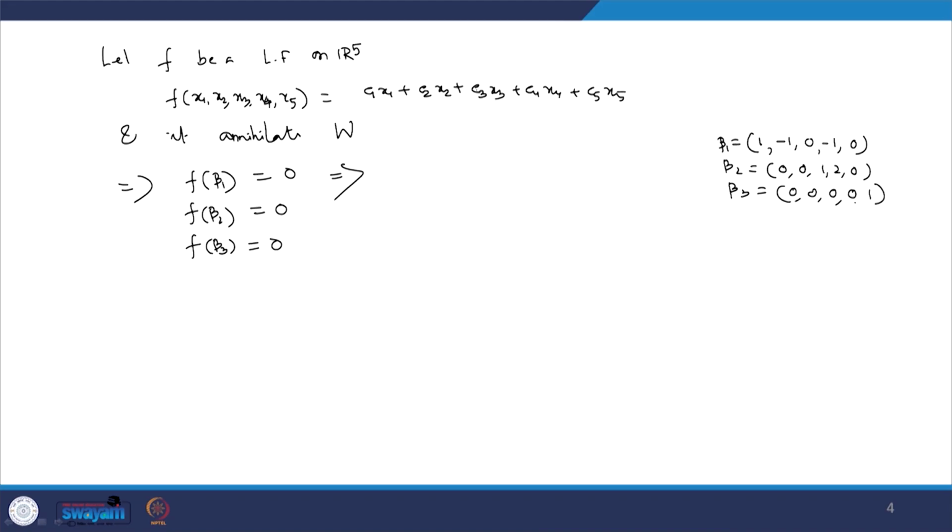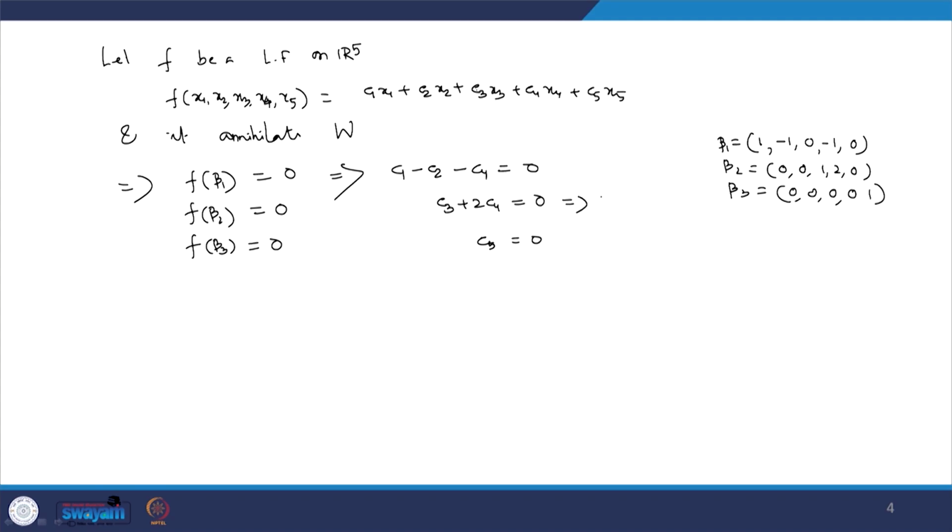So f of beta 1 will be C1 minus C2 minus C4 equal to 0. This is the first equation. F of beta 2 is equal to 0 means I will have C3 plus 2C4 equal to 0, and f of beta 3 equal to 0 means I will have C5 equal to 0. Now I have to solve this system to get the solution.